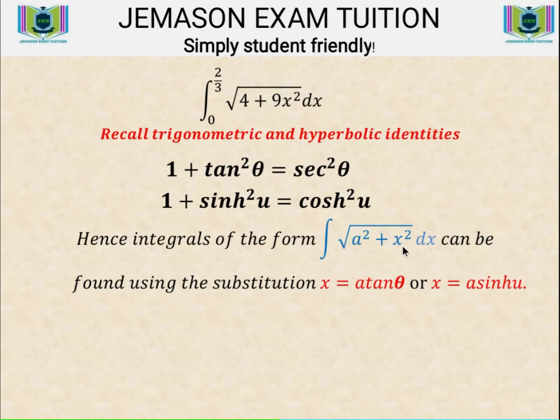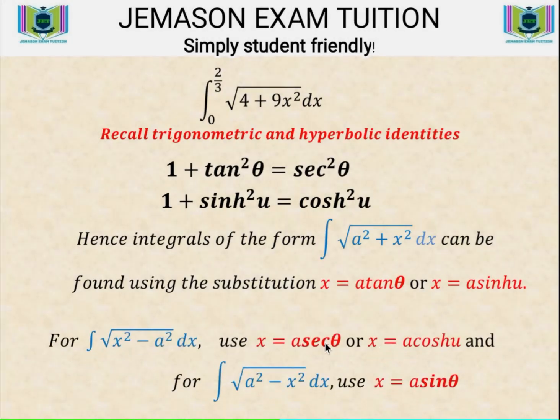And so in this case, where there is a sum of two squares in the radical sign, you have the option of either doing the substitution x equals a tan theta, or doing the substitution x equals a sinh u. Of course, there are other cases that you may need to know too. In the case where we have, instead of a sum of two squares, a difference of two squares in the radical sign, if the difference of the two squares is such that the term in the square of the variable is positive, then you either have to use x equals a sec theta or x equals a cosh u.